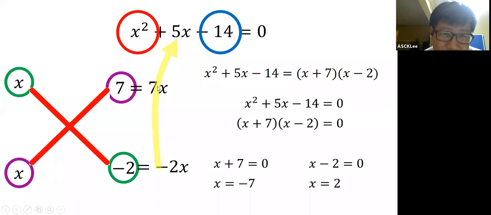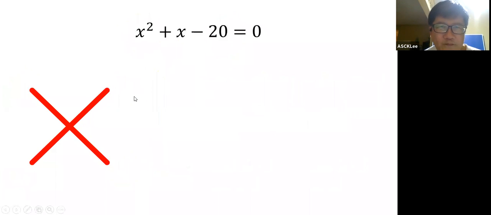Once you find that 7x plus minus 2x matches 5x, what does that tell you? It tells you that your factors are x plus 7 and x minus 2. If it does not match, then you have not arrived at your factors yet. That's what it tells you. So your 5x here is for checking. Checking what? Checking if you have got your factors or you still haven't. That's what it helps you to check. Okay, so let's go on.